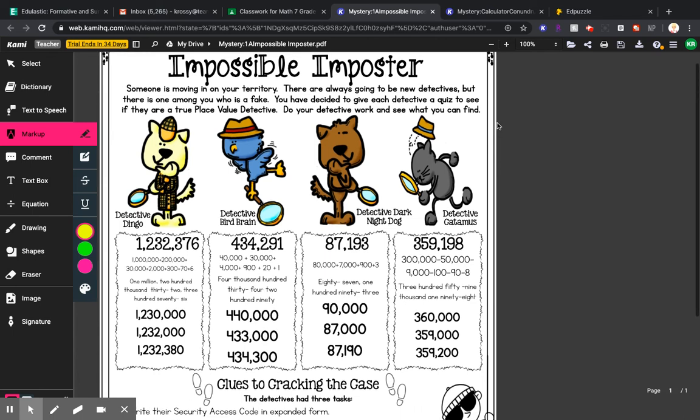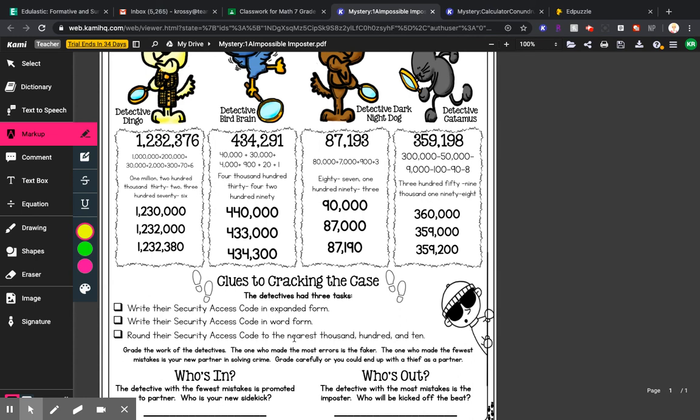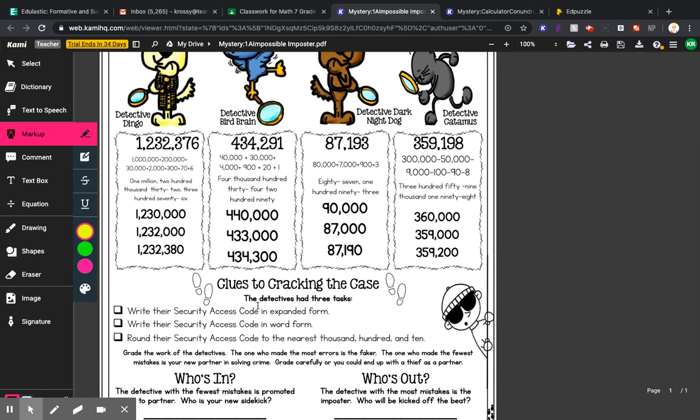Okay, so we have 4 detectives here: Detective Dingo, Bird Brain, Night Dog, and Catamus. And you're going to use this information here about the numbers to go ahead and use the clues for your evidence to find out which one is fake. Okay, so we can take a look. Here's a number written in word, expanded form, written in word form, and rounded.